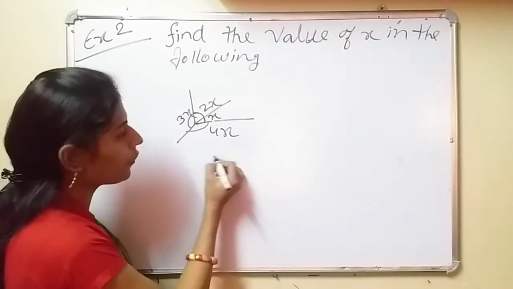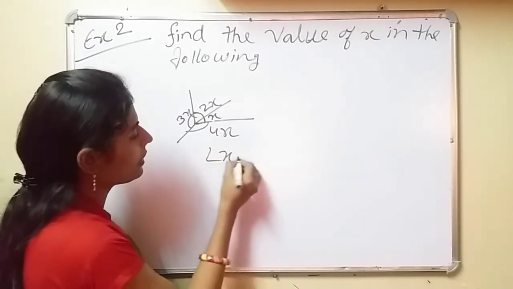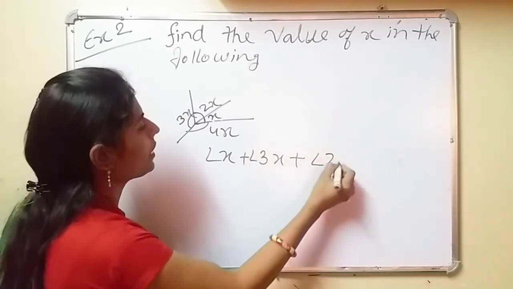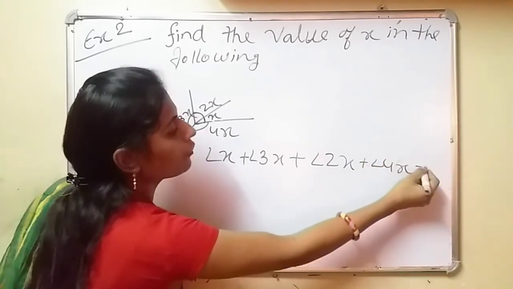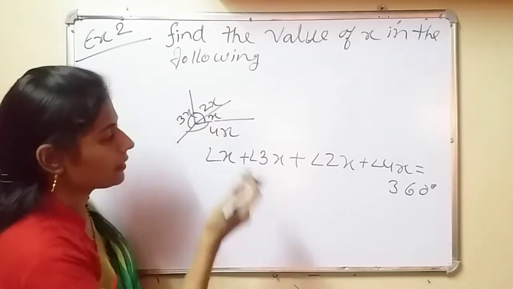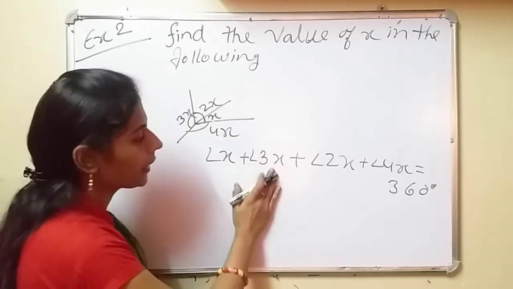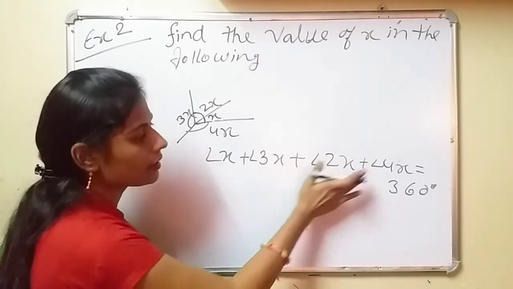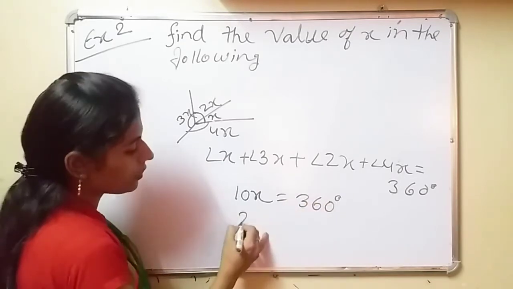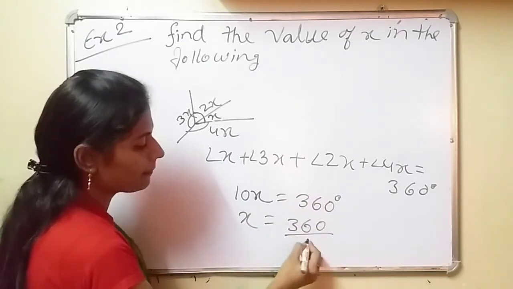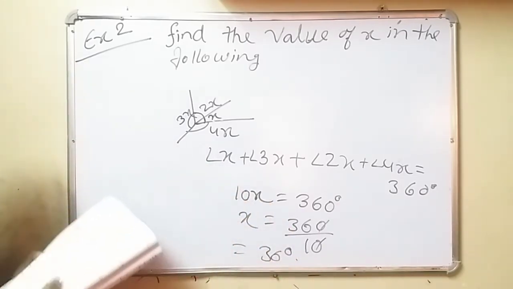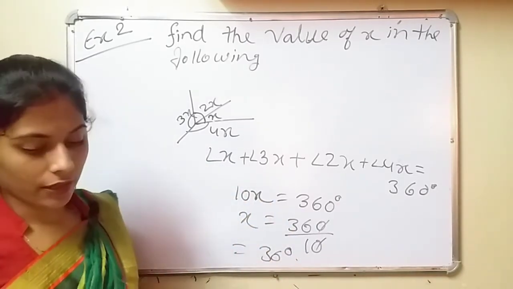It means the sum of all four angles, that is angle x plus angle 3x plus angle 2x plus angle 4x, is equal to 360 degree. So finding the value of x, 3 plus x, that is 4x, 4x plus 2x, 6x, 6 plus 4, that is 10x, is equal to 360 degree. So x is equal to 360 divided by 10, it will become 36 degree. So the value of x is equal to 36 degree.